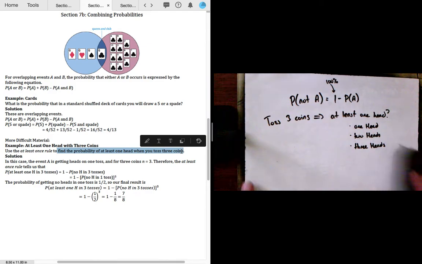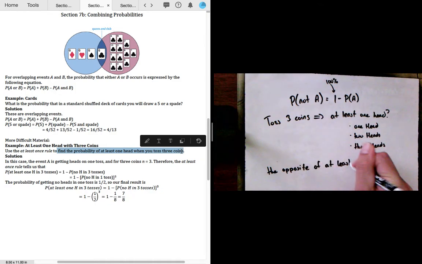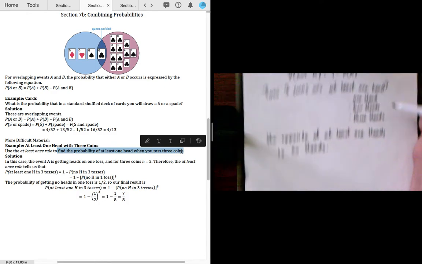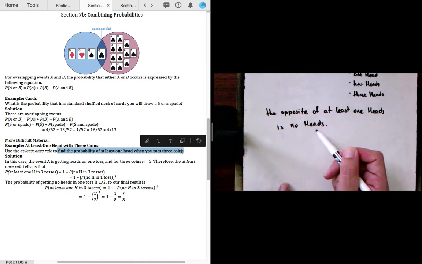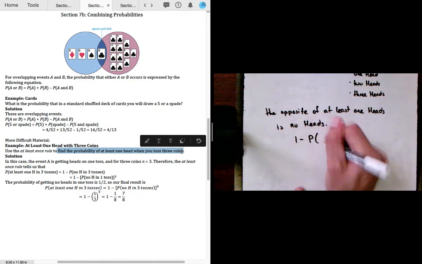Instead of calculating all three of those, the opposite of at least one head is no heads. So sometimes, instead of having to calculate separate event probabilities independently, it's easier for us to calculate the opposite probability and then do 1 minus that value. In this case, it's much easier for us to calculate the probability of getting no heads and then taking 1 minus that value. And so that's what we're going to do. We're going to do 1 minus the probability of no heads.